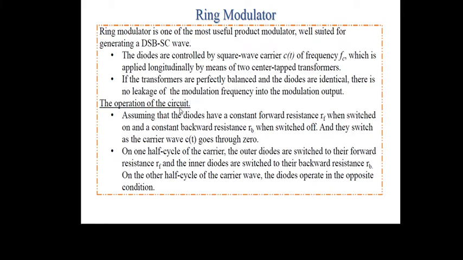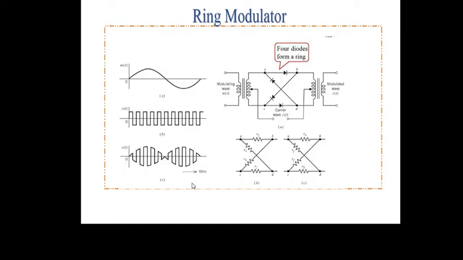Then how does this ring modulator work? For the operation of this circuit, assume the diodes have a constant forward resistance Rf when the switch is on, and a constant backward resistance Rb when the switch is off, and the switches are controlled by the carrier wave. As the carrier wave c of t goes through zero, in one half cycle of the carrier wave the outer diodes are switched to forward resistance and the inner diodes are switched to backward resistance. So in one half cycle of the carrier wave, the diodes are operating in opposite conditions. This is the operation.